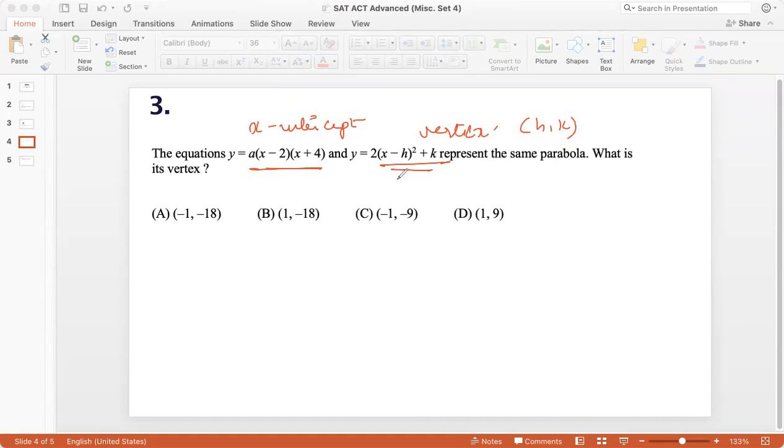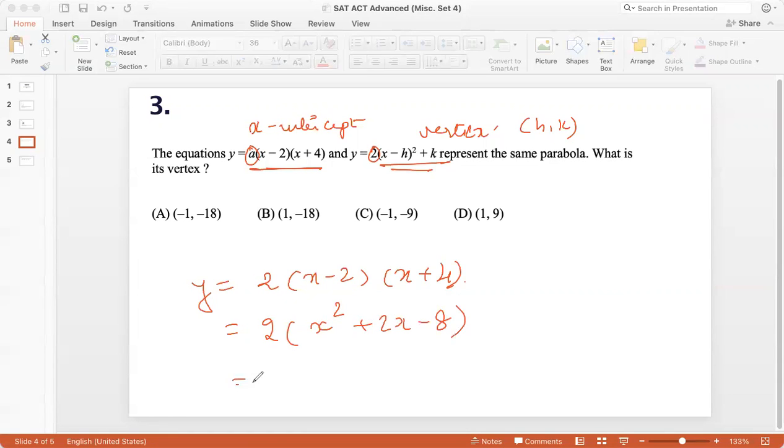So the leading coefficient will be the same because it's the same parabola. So a is equal to 2. So in the x-intercept form, I can say 2 times (x minus 2) times (x plus 4), right? Which can be written as 2 times (x squared plus 2x minus 8).